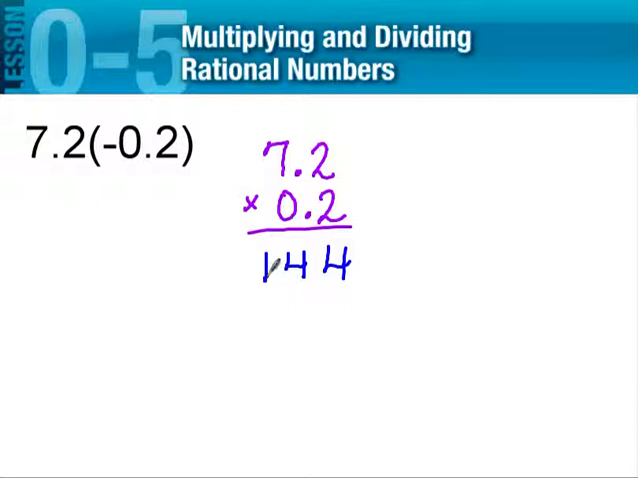And so the next step is to count how many decimal places you have. How many decimal places do I have in the problem? 2. So I'm going to move this decimal over 2 places. And the final thing I'm going to do is check the sign. What should the sign of my answer be? Negative, because I have a positive times a negative. So the answer is actually negative 1.44.